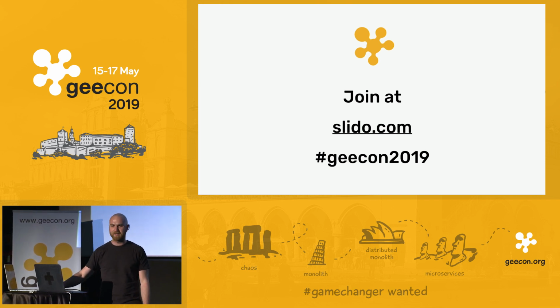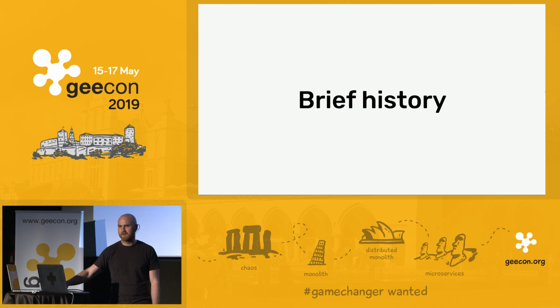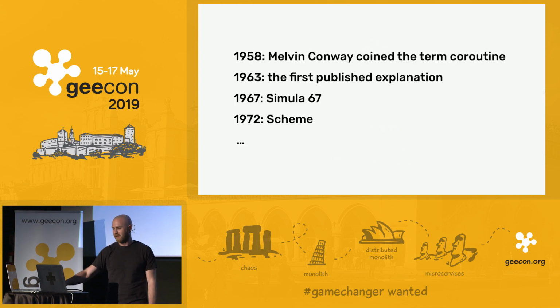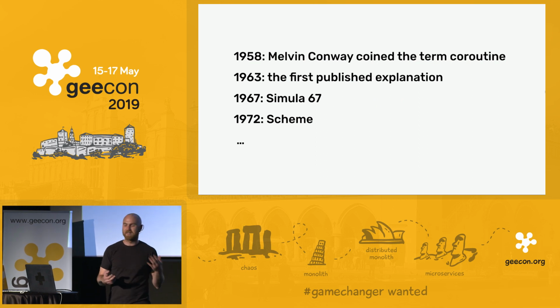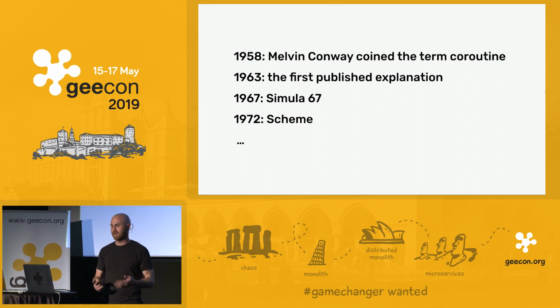You can ask questions anytime. So here is a brief and definitely incomplete history of coroutines. Everything I will mention is nothing new, because coroutines were first mentioned by Melvin Conway in '58. Then there was an explanation in '63. It was implemented in Simula 67, and it was available in Scheme in '72. Then there are like 3 dots.